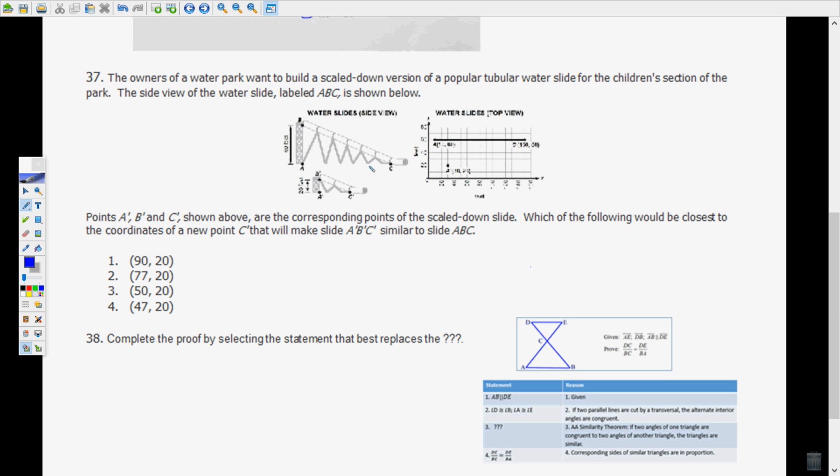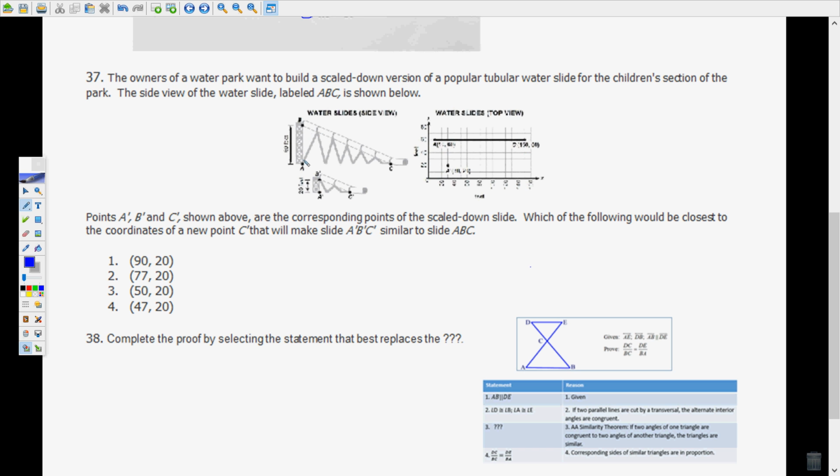On number 37, the owners of a water park want to build a scaled down version of a popular tubular water slide for the children's section of the park. The side view of the water slide, labeled ABC, is shown below. Points A prime, B prime, and C prime, shown above, are the corresponding parts of the scaled down size. Which of the following would be closest to the coordinates of a new point C prime that will make slide A prime, B prime, C prime similar to slide ABC?